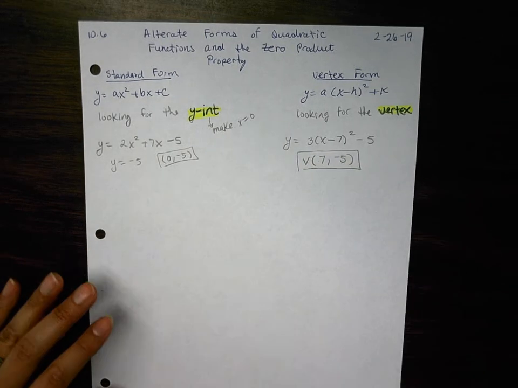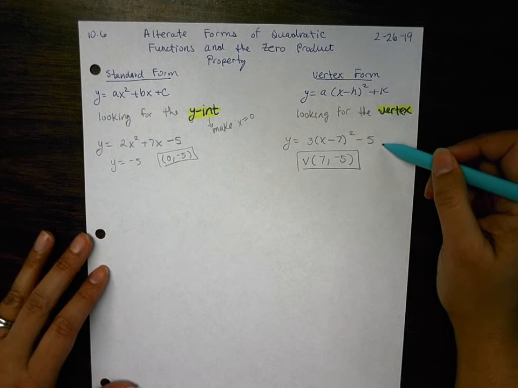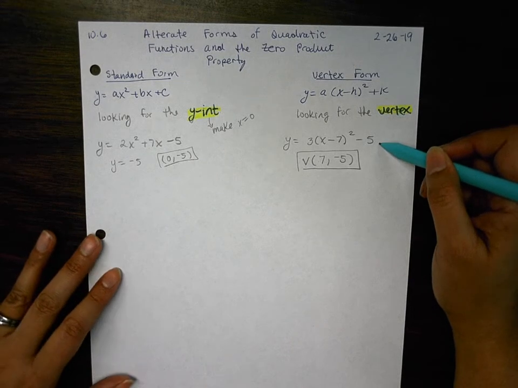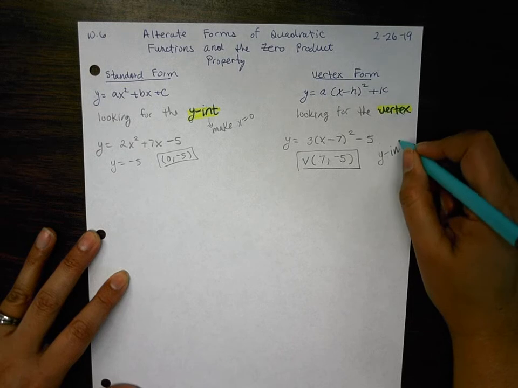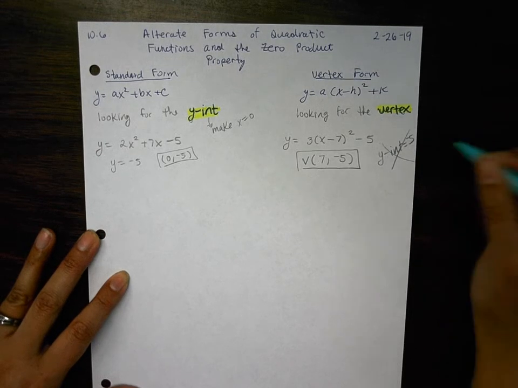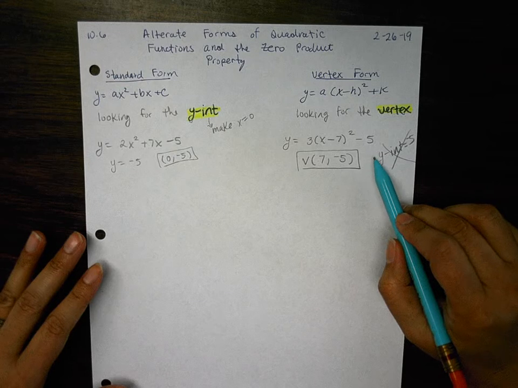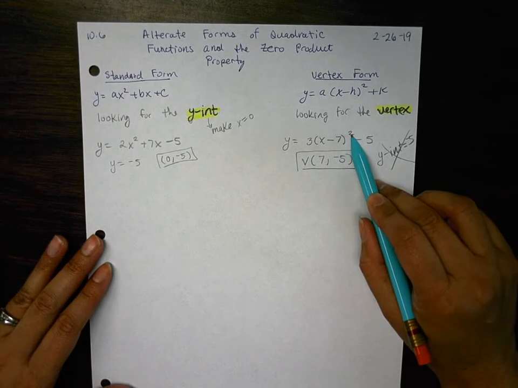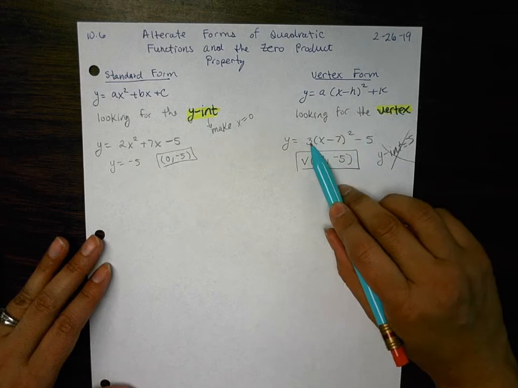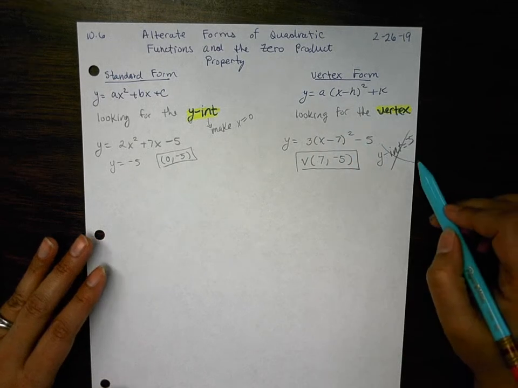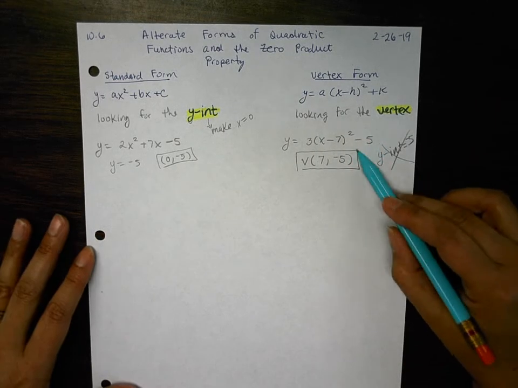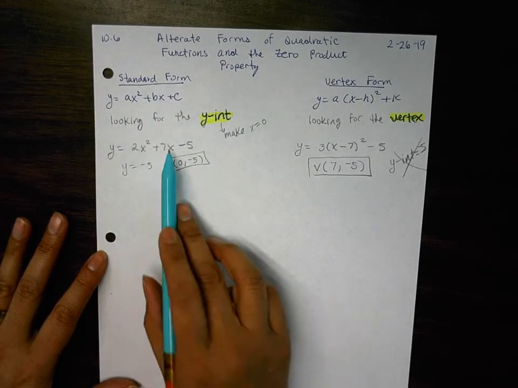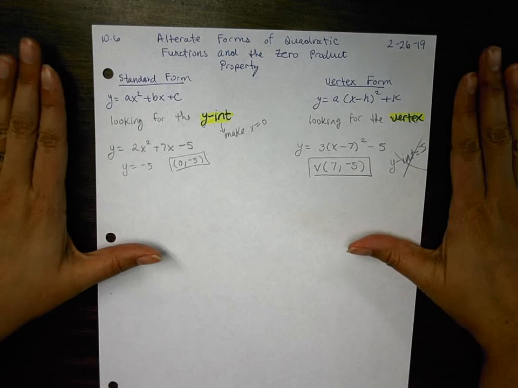Now, do you think this one would have a y-intercept of negative 5? No, it doesn't work that way. Kids will say, oh, y-intercept's negative 5. That is incorrect. When you plug in 0, 0 minus 7 squared is 49. 49 times 3 minus 5 is not negative 5. Can you see that that last number is not your y-intercept? Only when it's in what form? Standard. Questions between standard form and vertex form?